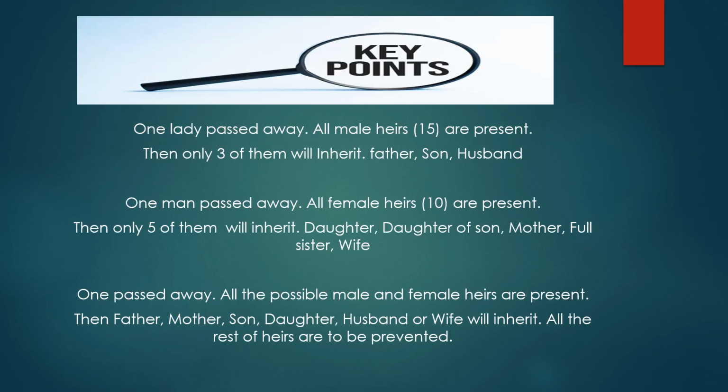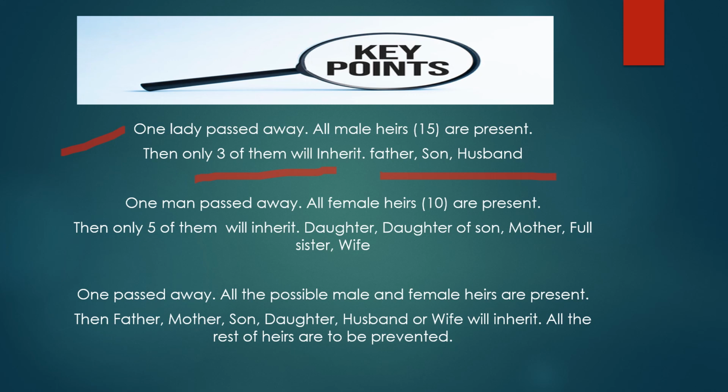Then the last few points to make all your confusions clear. For example, one lady passed away. All the male heirs, total 15 male heirs, are present. Then only 3 of them will inherit, that is father, son, husband. Subhanallah, only 3 will inherit. All the rest of the people will be prevented by these people. You see, all 15 members are there, only 3 will get it. All the others have to shake hands and leave the place.